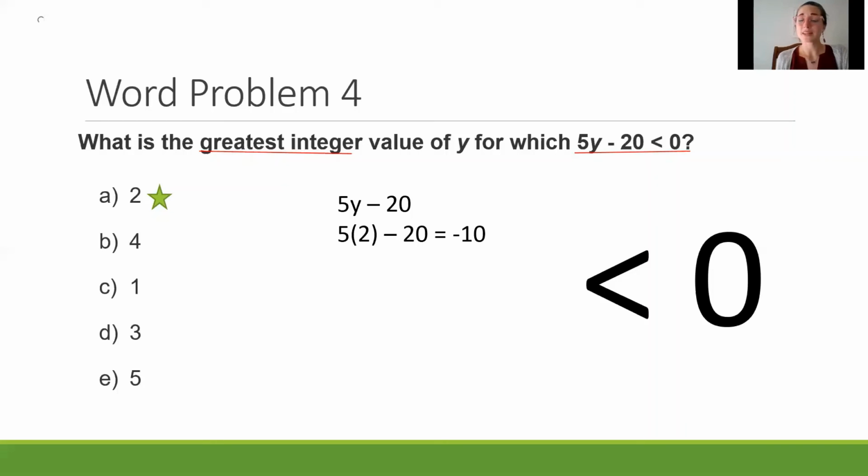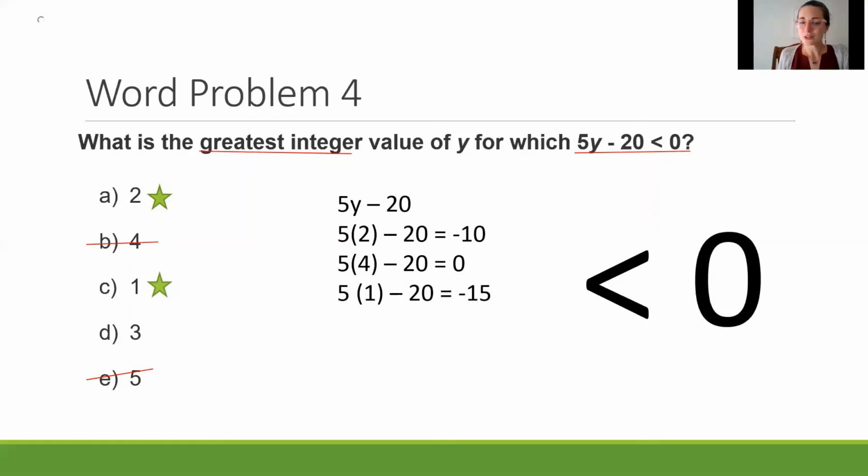We want the greatest integer here. So we need to do a little bit more work to see which one is the greatest. Now our next answer is 4. So let's plug that in. 5 times 4 is 20, minus 20 is 0. Well, 0 is equal to 0, but it's not less than. So letter B, 4, is not going to work. And in fact, I'm going to go ahead and get rid of letter E, 5 as well, because we already know that 4 is too big, so 5 is definitely going to be too big.